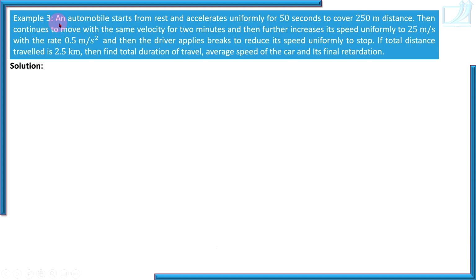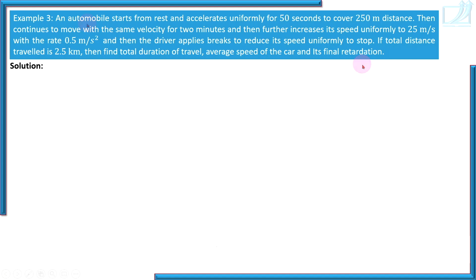Read this problem. An automobile starts from rest and accelerates uniformly for 50 seconds to cover 250-meter distance. Then continues to move with the same velocity for 2 minutes. And then further increases its speed uniformly to 25 meters per second with the rate 0.5 meters per second squared. And then the driver applies brakes to reduce its speed uniformly to stop. If total distance travelled is 2.5 kilometers, then find total duration of travel, average speed of the car and its final retardation.